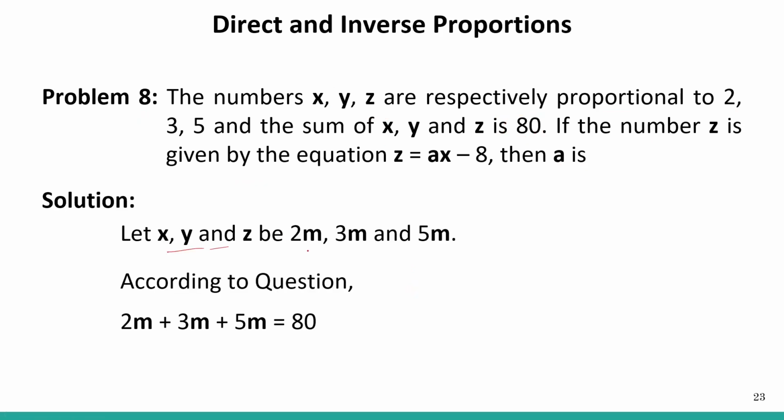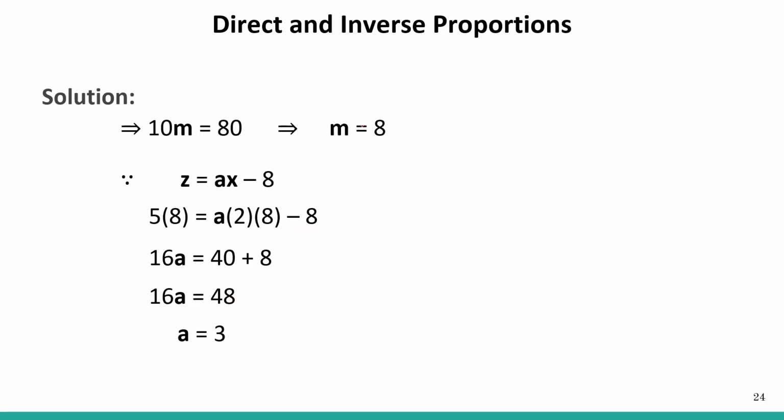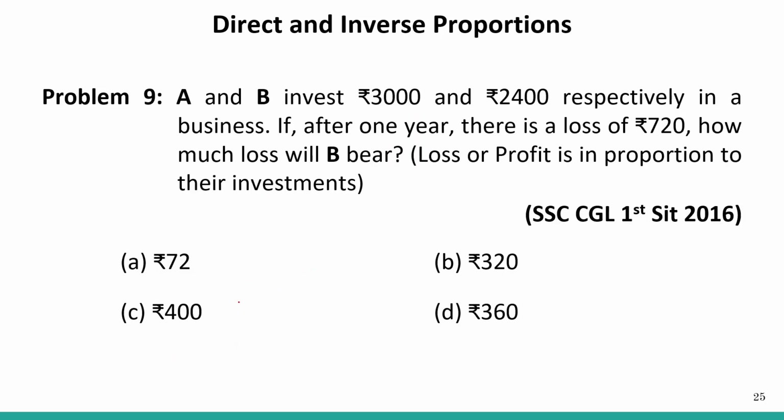So let x, y, z be 2m, 3m and 5m respectively. This is what we have assumed right now. According to the question, the addition of these is equal to 80, so m is equal to what? m is equal to 8. So z is equal to ax minus 8, okay, because z is equal to ax minus m. So 5 into 8 is equal to a into 2 into 8 minus 8. So 16a will be what? 48. So a will be 3, right? Solving this algebraic equation, we can arrive at this conclusion.